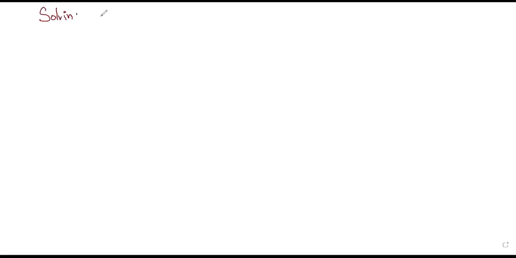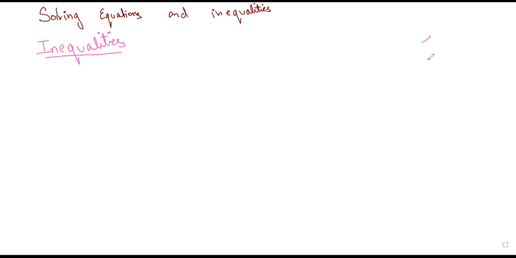solving equations and inequalities. And here particularly we'll talk about inequalities. Now basically what is an inequality? We know that an inequality has this sign, this sign, this sign, or this sign. Inequality is basically not equal.